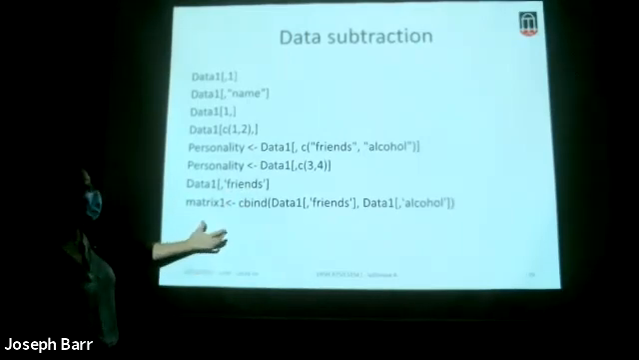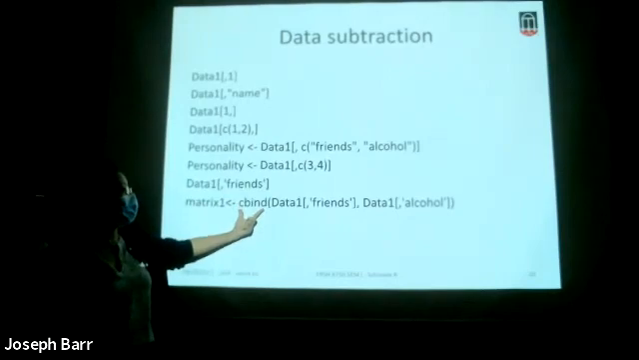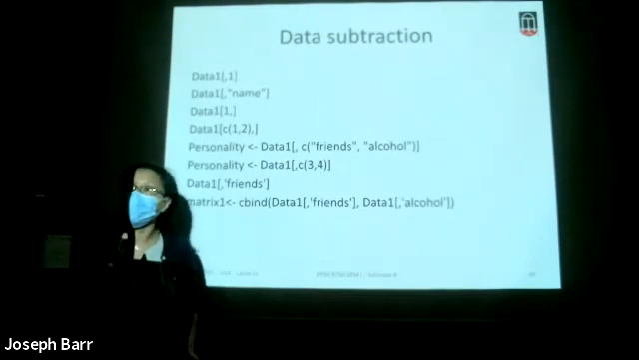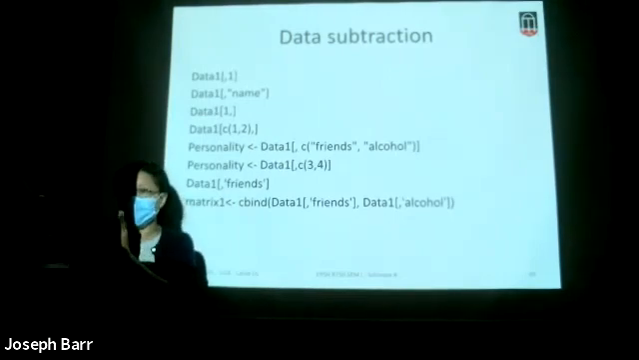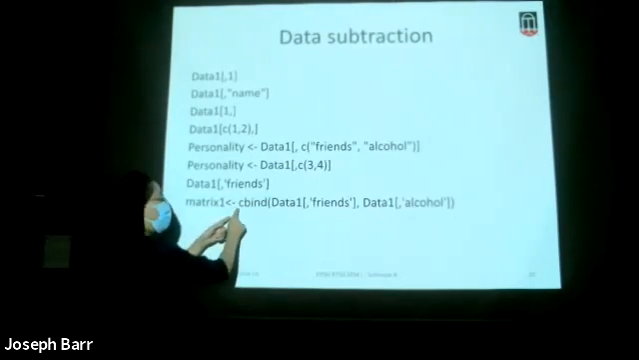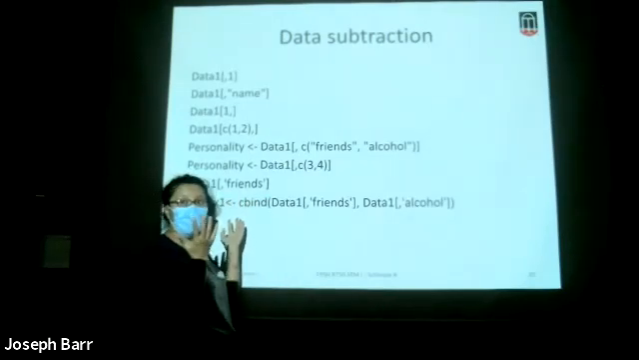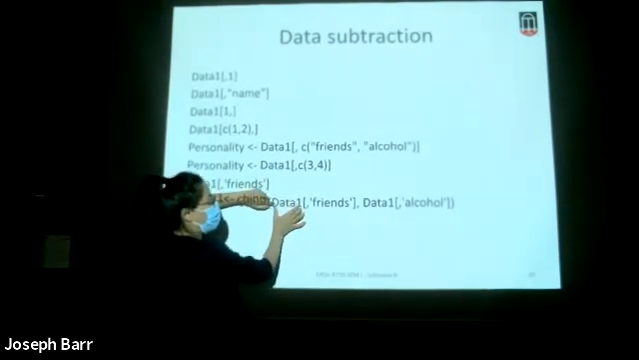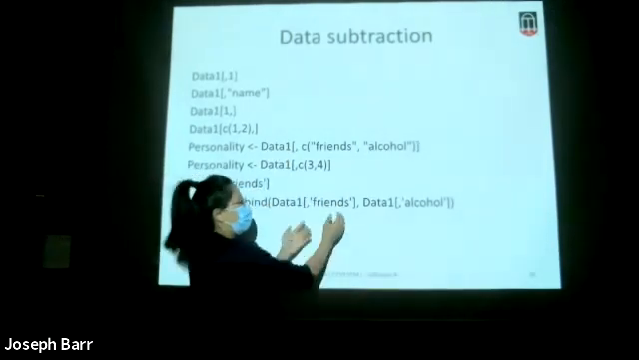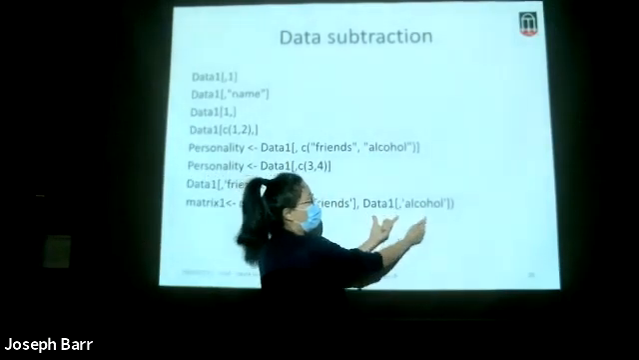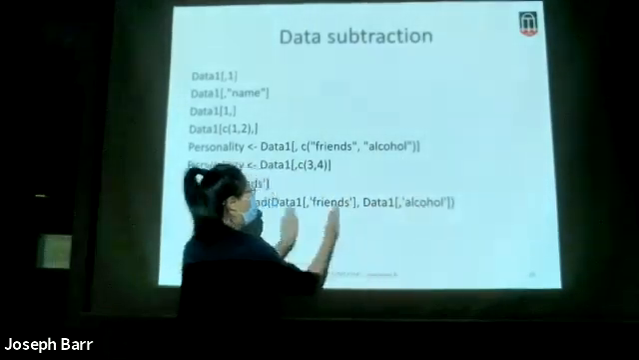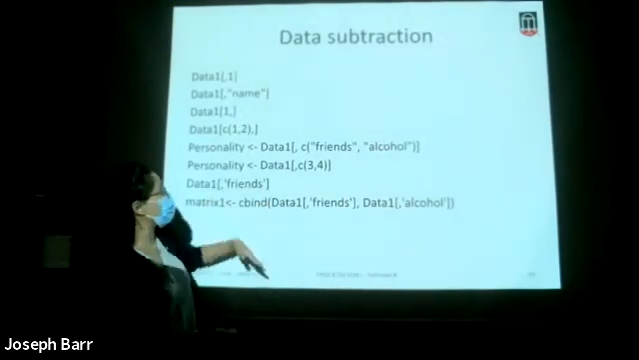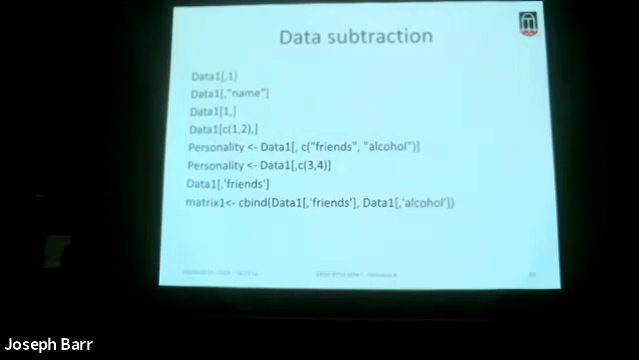And here we have another very important command in R called cbind. C means column. What does that mean? I'm going to combine several columns. Cbind, column bind. What columns do I want to bind? The data set, data 1, the friends column, that is 1 column, and the data set's alcohol column, the 2nd column. I combine these 2 columns and call it matrix 1. So we have different ways to take out those columns, rows or elements.